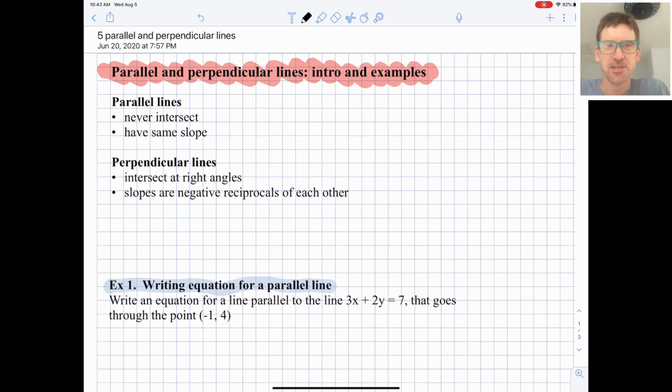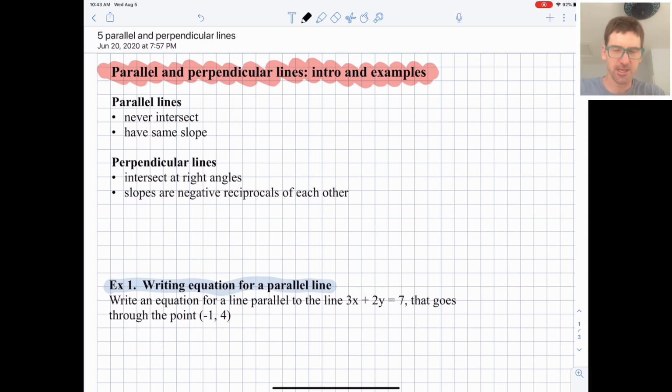All right, we're going to continue our work with linear equations, linear functions. Specifically, in this video, we'll be looking at parallel and perpendicular lines. And we're going to start off with an introduction and then a couple solved examples. So a reminder of what parallel lines are.